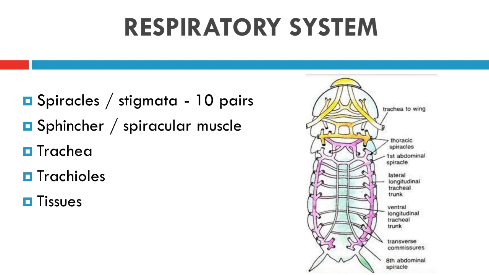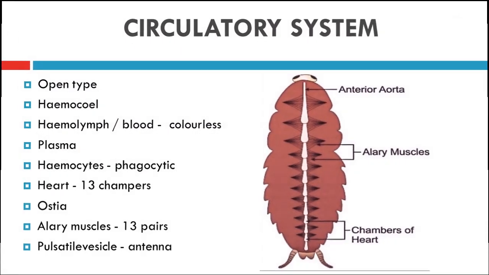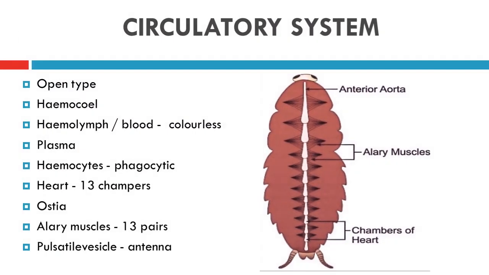Understood? So if we say the passage of air in the tracheal system, how could we write it? First we can start with the spiracles. Then it will move to the trachea. Then from the trachea it will move to the tracheoles, the small tubules, the branches of the trachea. Then finally it is supplied to the tissues by the diffusion process. So that is the simple respiratory system of the cockroach.